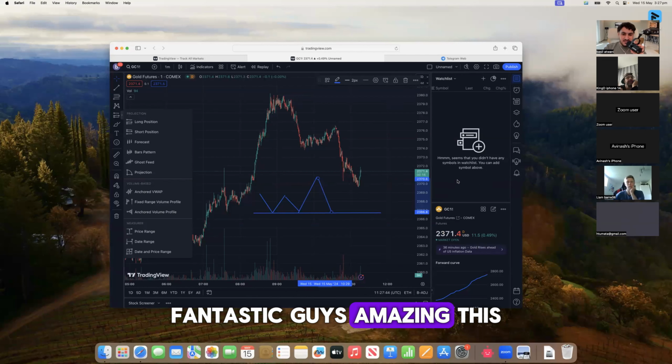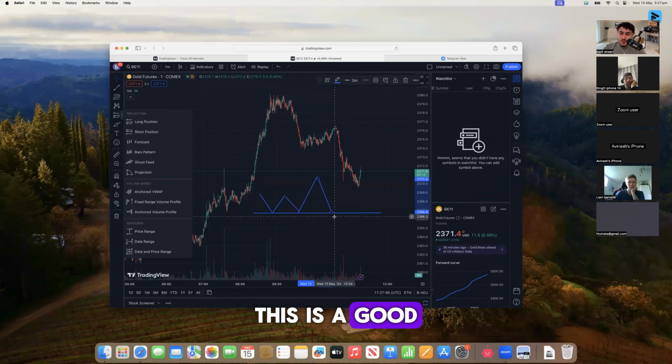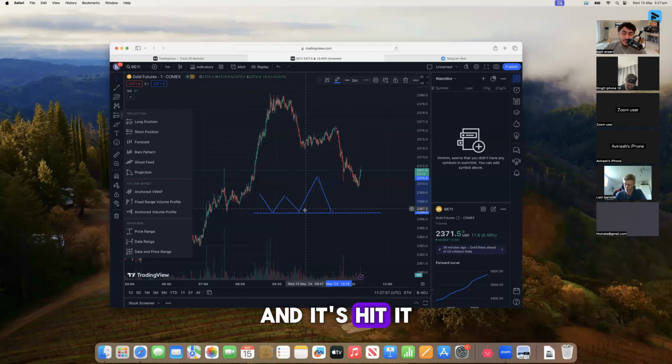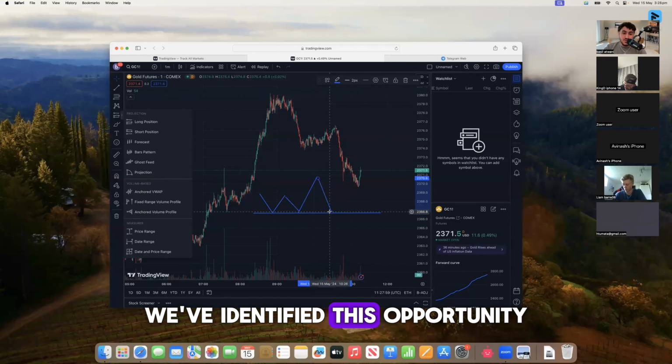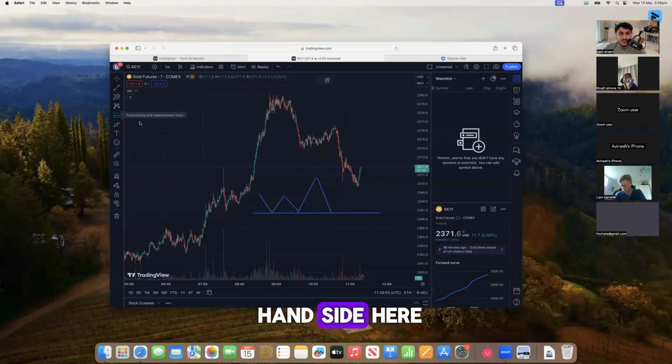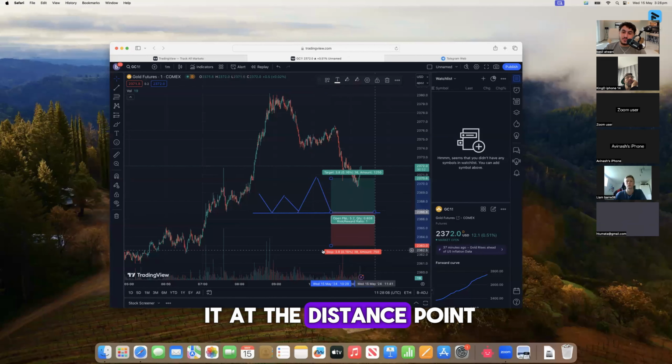Fantastic, guys. Amazing. This means that this is a good opportunity for us to go long, because long means we're going to guess that the market's going to go back up. And why are we doing that? Because we've realized that this is a strong resistance point and it's hit it 3 times. We've identified this opportunity and here we go. What we're going to do is we're going to press on the left hand side here, and we're going to press long position and we're going to open it at the resistance point.